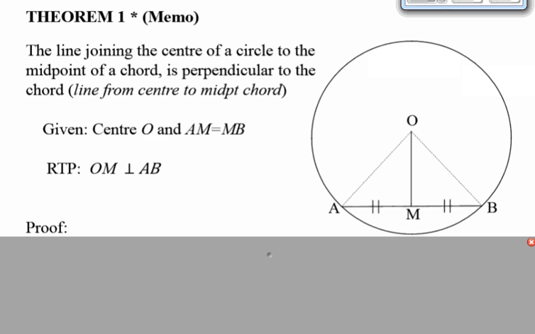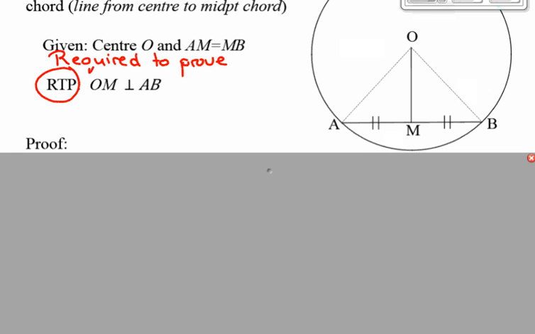So if you have a look here, we're given this particular circle with center O, and we are told that AM is equal to MB. So the line goes from the center to the midpoint of chord AB. Therefore, what we need to prove, and you might not have seen this before, is RTP, which stands for required to prove. So that is what we are required to prove, that OM is perpendicular to AB. Right, so let's have a look at that proof.